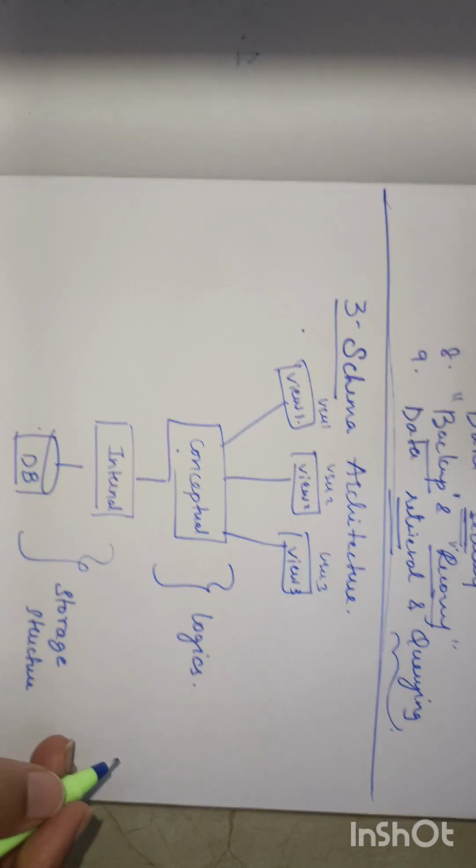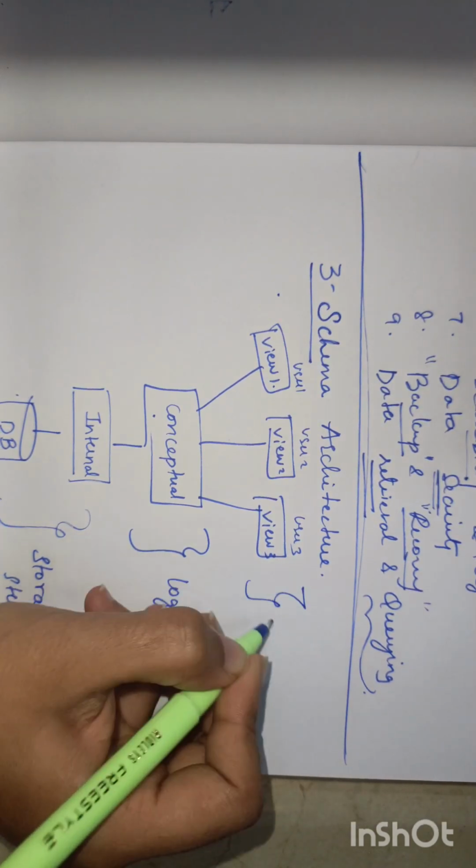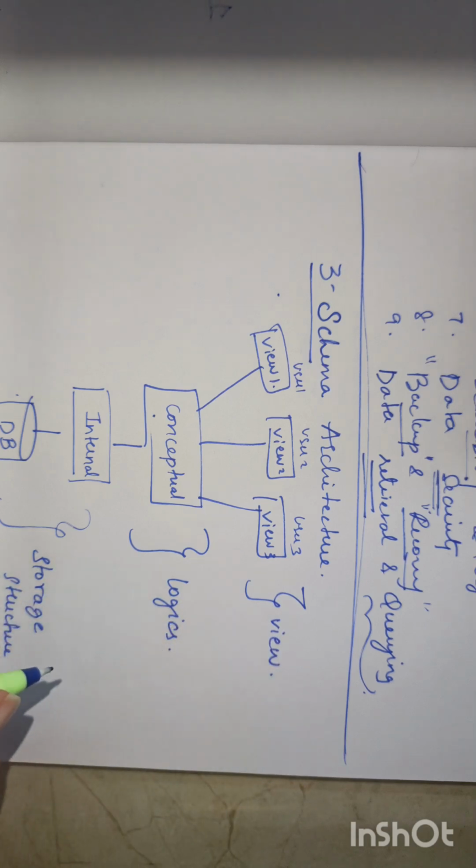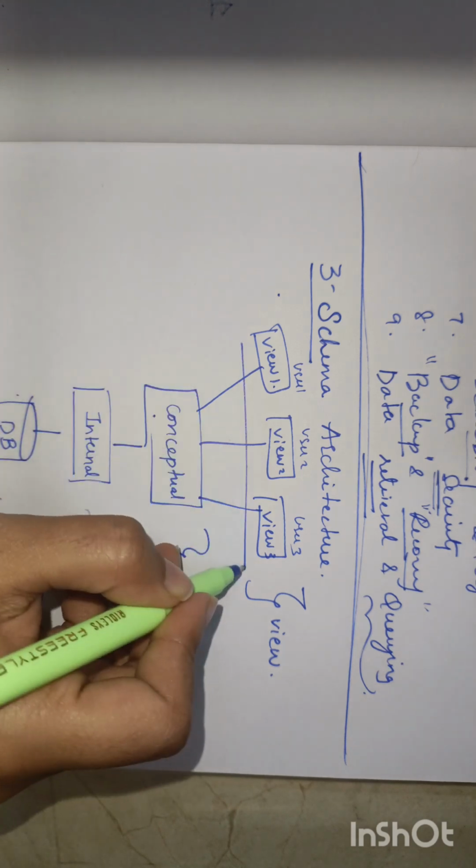External schema or the view schema is nothing but for viewing. This schema defines how different users are going to view. It gives you different perspectives of how every different end user can view the data in different forms.